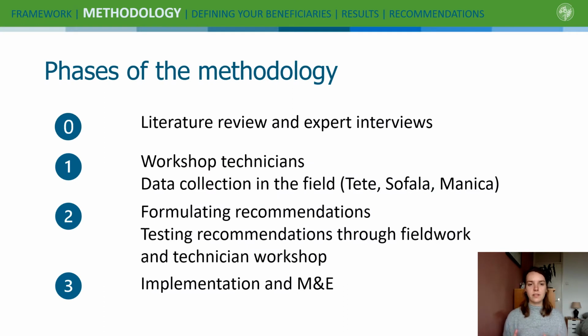Our methodology consisted of 4 phases, which actually the first phase is more of a phase 0. We started with literature review and expert interviews. Literature included both scientific literature and literature from organizations already having a lot of experience in gender implementation in agriculture. And expert interviews were performed with these types of organizations, for instance, including Solidaridad, Wageningen University Research, and Mercy Corps.